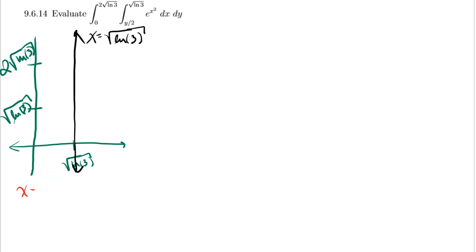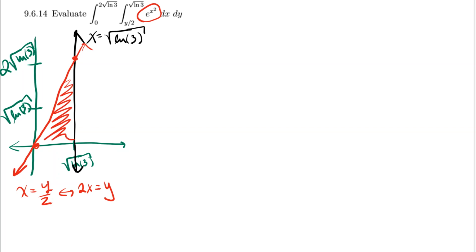So you could do it as x equals y over 2, or you could think of it as 2x equals y, which is how I'm going to graph it. So that goes through 0, and then when x is the natural log of 3, it's double that, which is why I did my scale kind of weird. Whee! So it's the area between these two. You like? And then we integrate the function over top of it to make the volume.